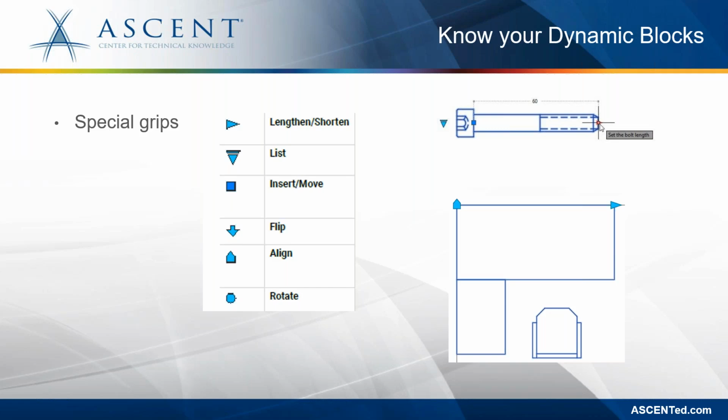So all of these actions are rarely available in a single block, but blocks usually have more than one action in there to work optimally. So these are some of the basic grips that you can see in a dynamic block, and you know what all can be performed using those grips.